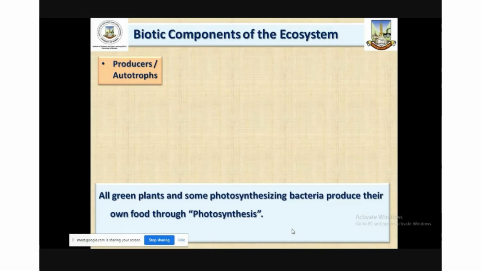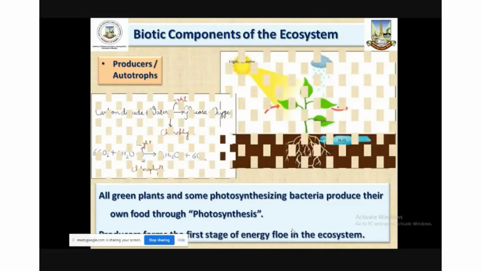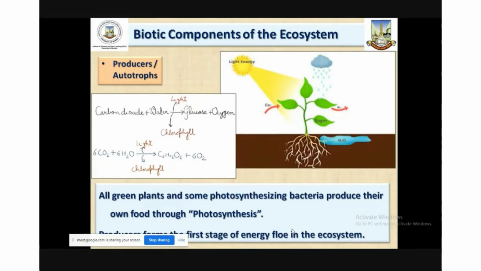Most of the green plants and some photosynthesizing bacteria on this planet produce their food through the process of photosynthesis on their own, and production of food by the plants on their own is the first stage of energy flow in the ecosystem, wherein solar energy or light energy is converted into energy in the form of tissues of plants, which further is transferred in the ecosystem. So the photosynthesis process is very, very important.